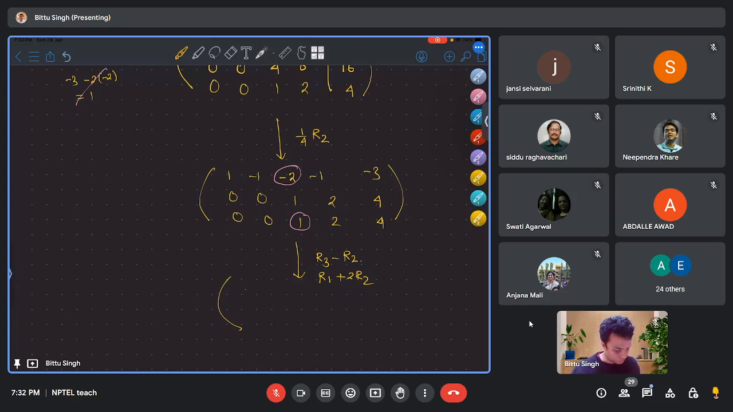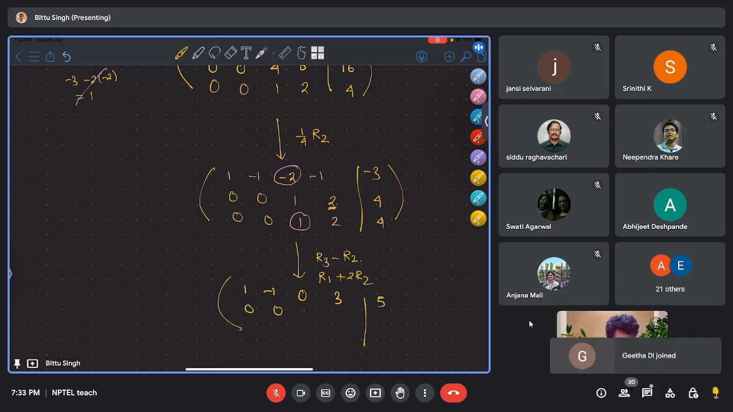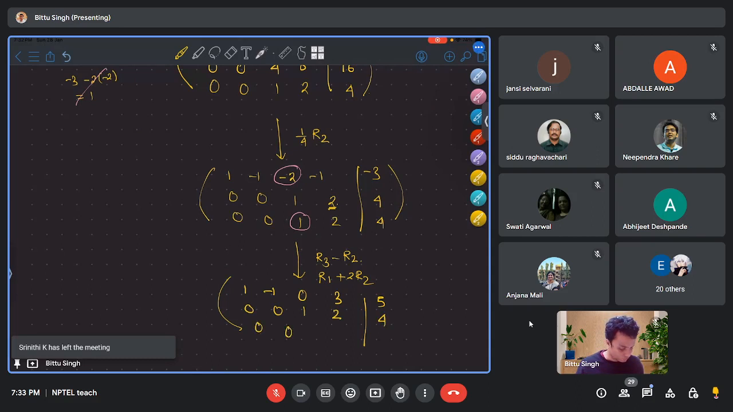Okay, so it will be 1 minus 1 0, multiply 2 with this and add, that is 3. Again, what is this? It is 8 minus 3, that is 5. 0 0 1 2 4, this remains fixed, and after that it will be 0 0 0 0 and 0, because R3 and R2 are the same rows, so subtracting gives 0.